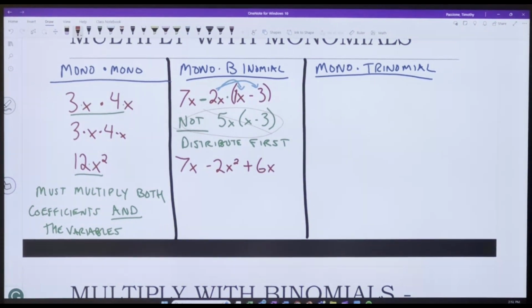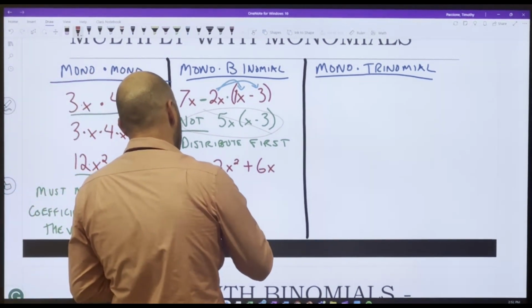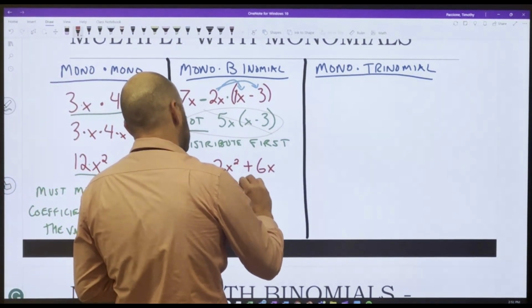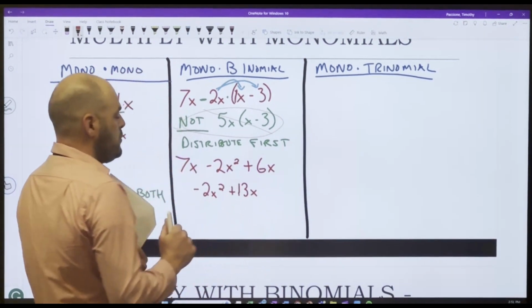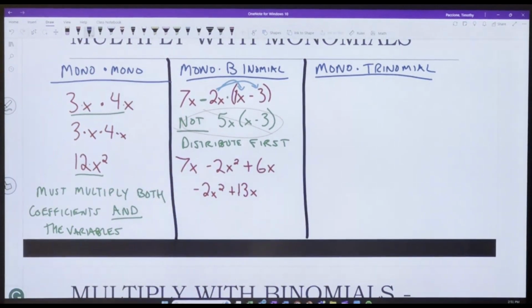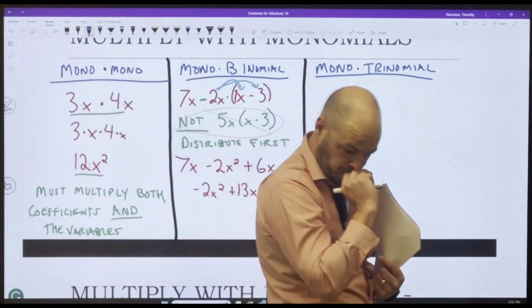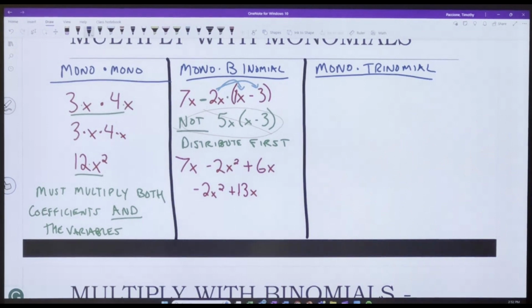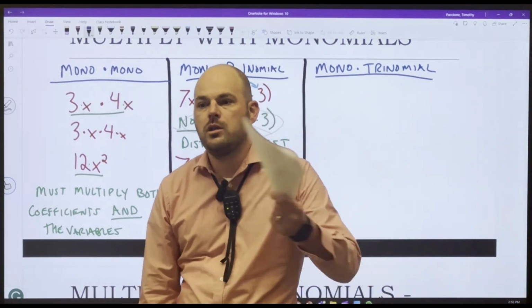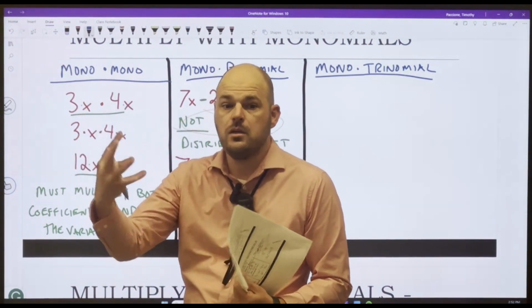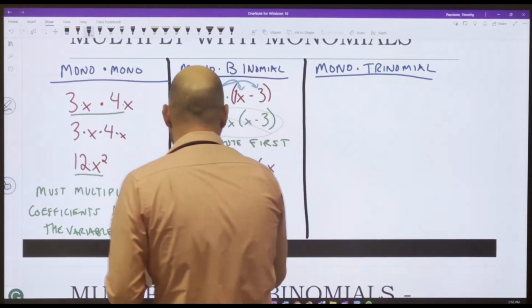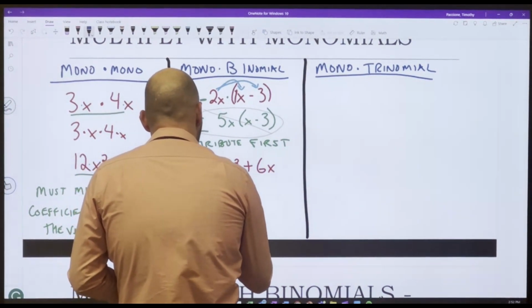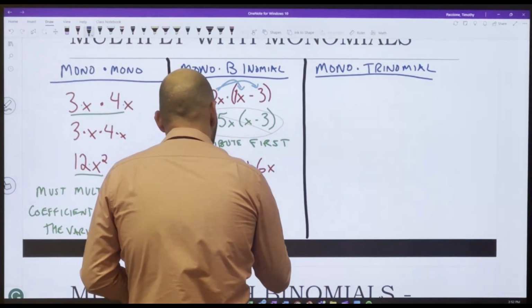Now I can combine like terms. Where are my like terms? 7x and 6x. So I'm going to write negative 2x squared plus 13x. You don't have to start with the negative, but there is a reason why I wrote negative 2x squared first. Does anybody know? You start with the higher power. You go highest power to lowest power. Power is your exponent. You always write highest power to lowest. So I'll write that down. Write highest power to lowest power.